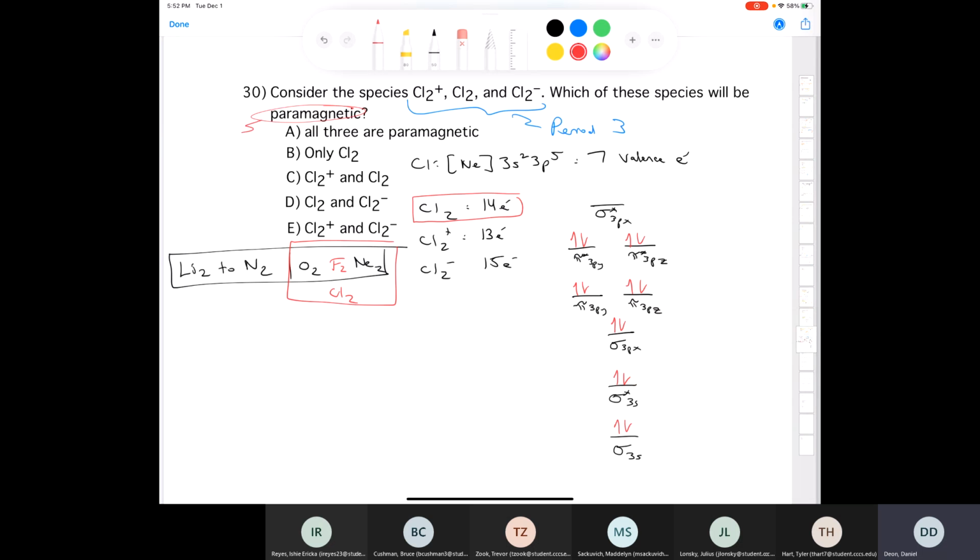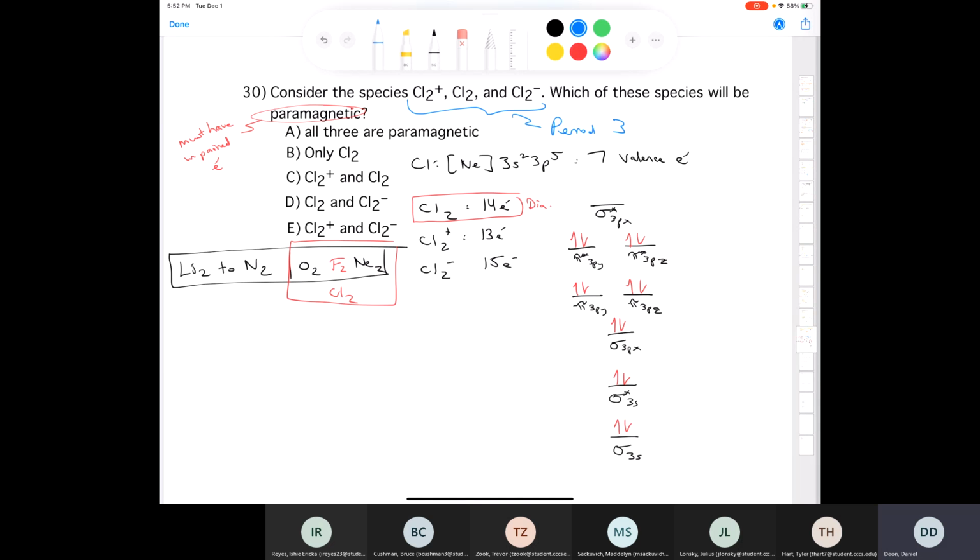In order for something to be paramagnetic, it must have unpaired electrons. And so Cl2 is diamagnetic like that.